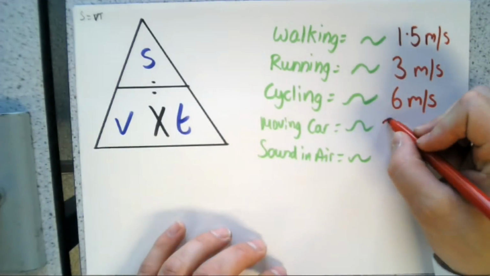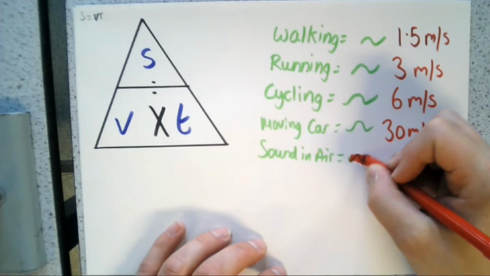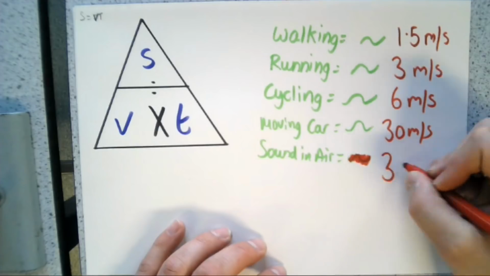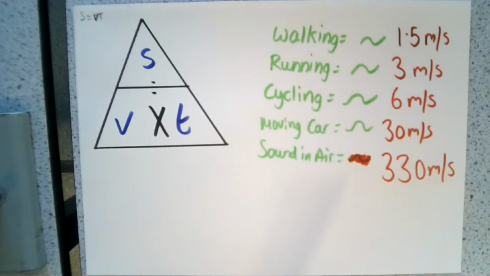The approximate speed of a moving car is 30 meters a second, and that's a reference number here, so don't be approximate. The speed of sound in air is 330 meters per second. So please make sure that you're able to recall them.